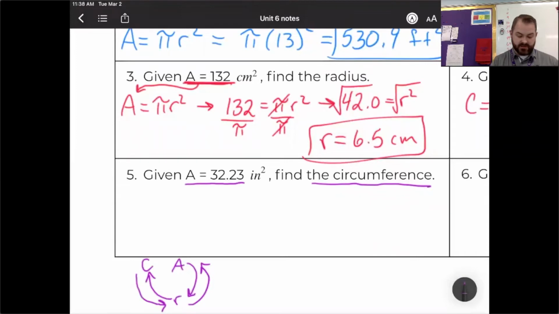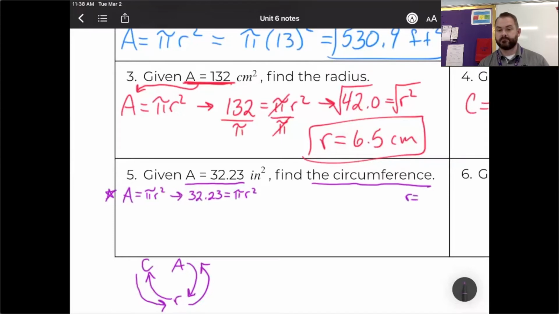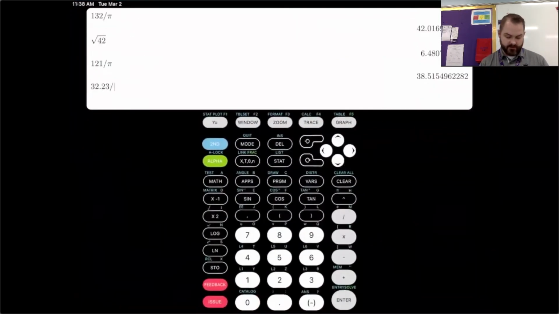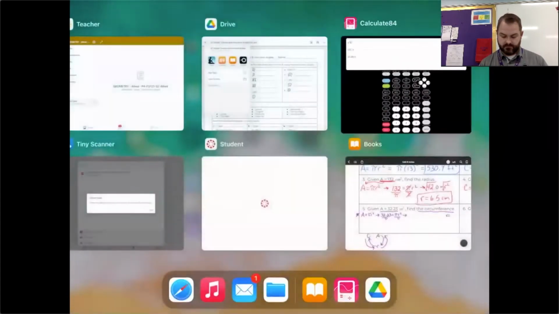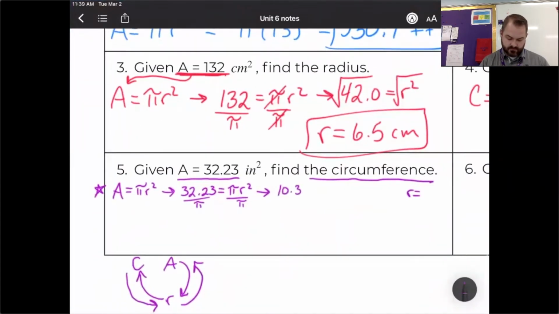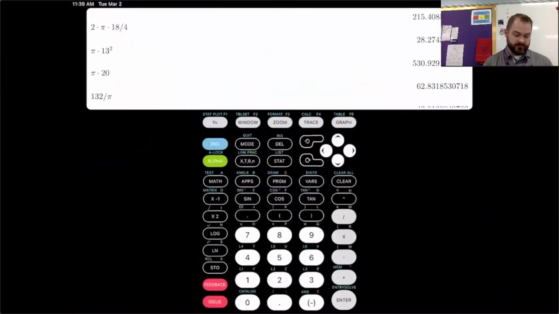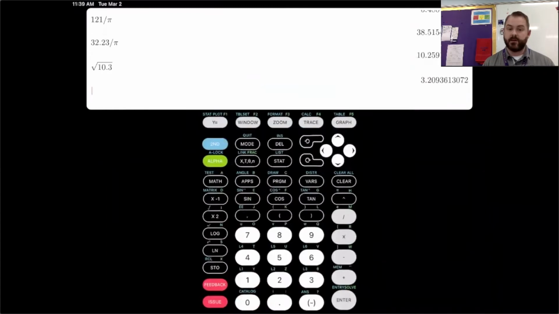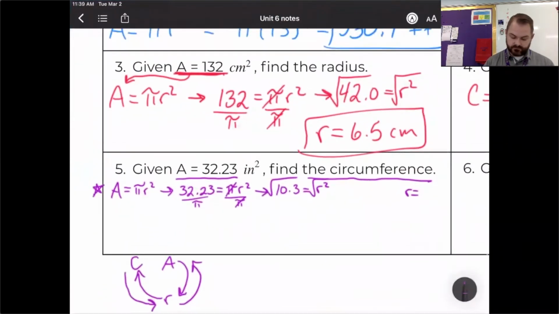Okay, so we're going to work their formulas here. Since I start with the given area, I'm going to start with the area formula. Area equals pi r squared. So I use that given area like I did on number 3. In this case, 32.23 equals pi r squared. And I'm going to find r based on that. So let's work through that. Let's divide by pi first. 32.23 divided by pi is 10.3. That equals r squared because pi is canceled. Now we take the square root. So I'm going to take the square root of 10.3. Okay, and I get 3.2. So r equals 3.2. But that's not my final answer.